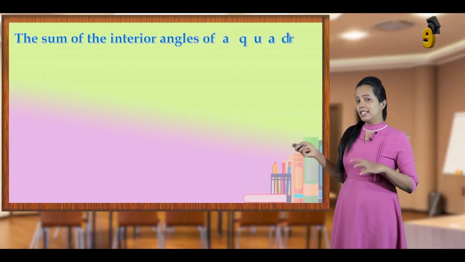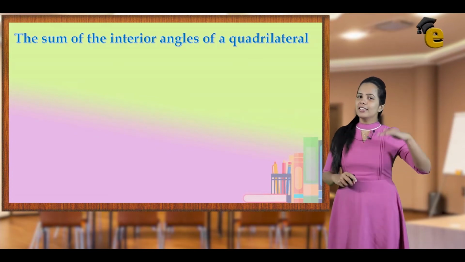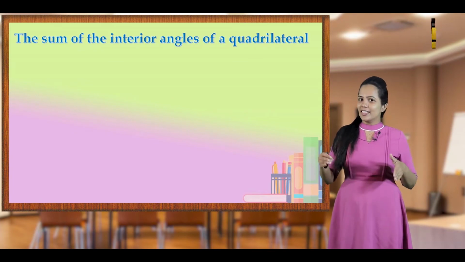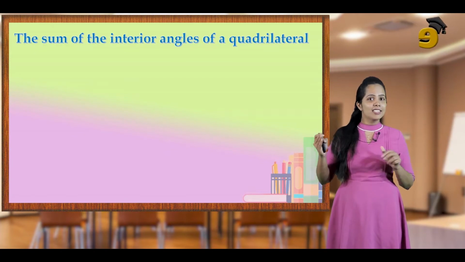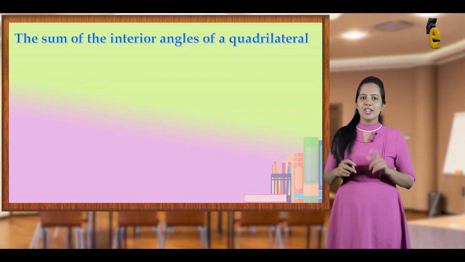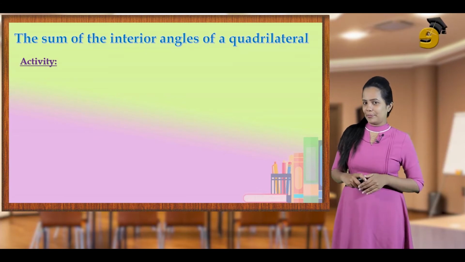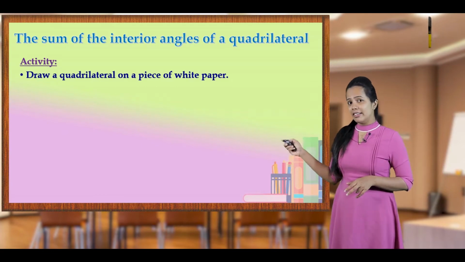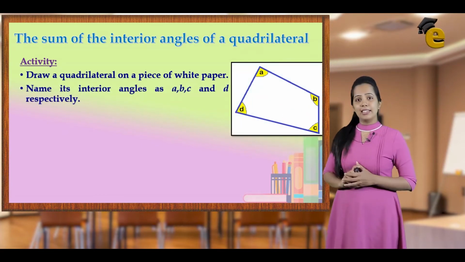Find the sum of the interior angles of a quadrilateral. Before finding this, I would like to take you through an activity, and this activity is much similar to the activity we did in finding the sum of interior angles of a triangle. So, first you have to take a piece of paper. Then you have to draw a quadrilateral on the piece of paper. So, you draw something like this.